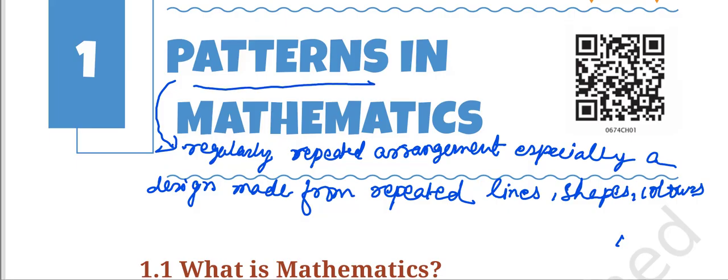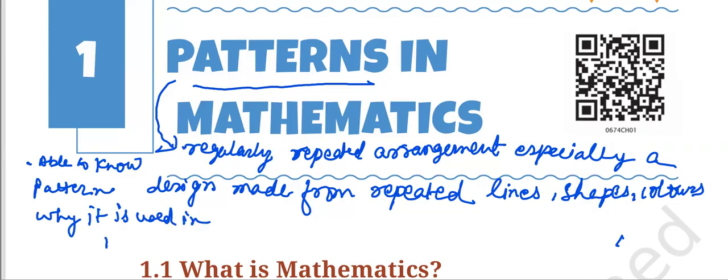So in this chapter, we are going to know what a pattern is and why it is used in mathematics. So this is the first thing that we come to know about the pattern.